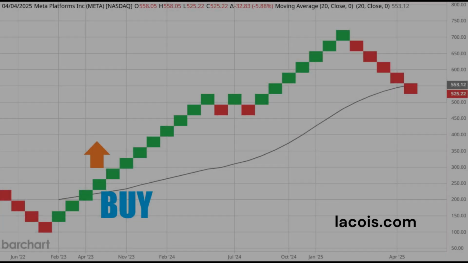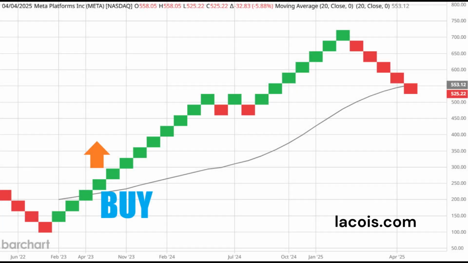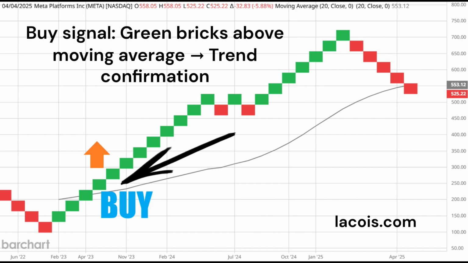Let's get into it. A Renko buy signal forms when price moves above a key moving average and starts printing green bricks in a new uptrend. The moving average confirms the shift in momentum. You'll often see price flatten first, then push higher with strong, clean bricks. That's your cue to go long.